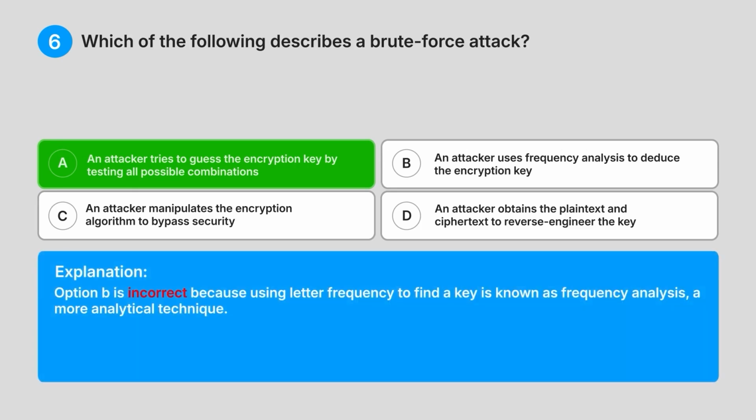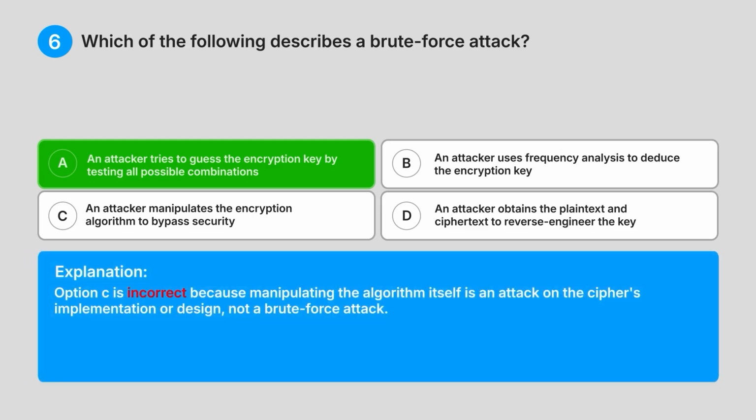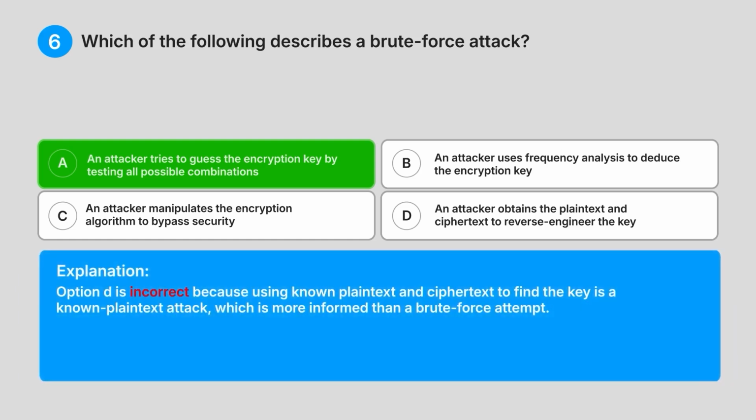Option B is incorrect because using letter frequency to find a key is known as frequency analysis, a more analytical technique. Option C is incorrect because manipulating the algorithm itself is an attack on the cipher's implementation or design, not a brute force attack. Option D is incorrect because using known plaintext and ciphertext to find the key is a known plaintext attack, which is more informed than a brute force attempt.